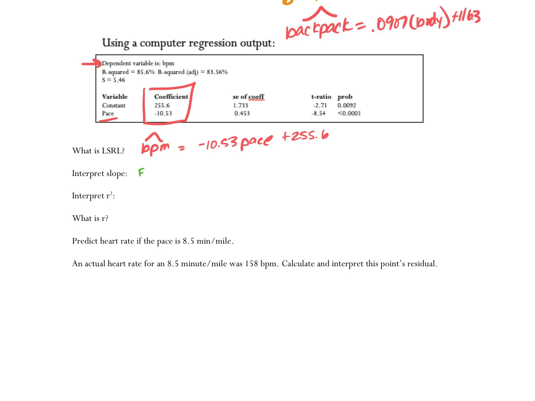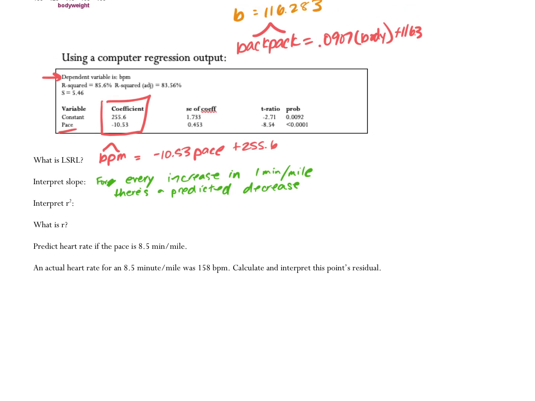Slope-wise, we would say for every increase in 1 minute per mile, because pace would have been measured in minutes per mile, so that's every increase of 1 x, there's a predicted decrease of 10.53 beats per minute.